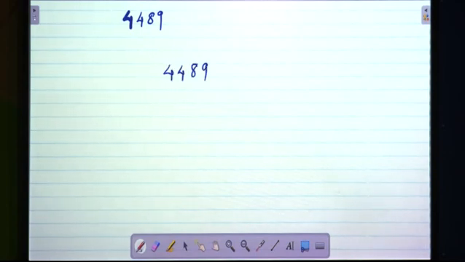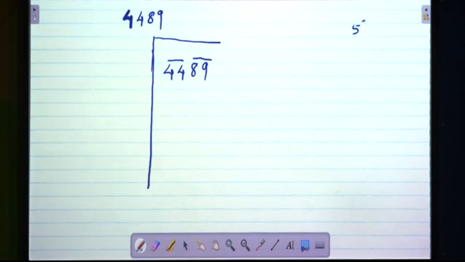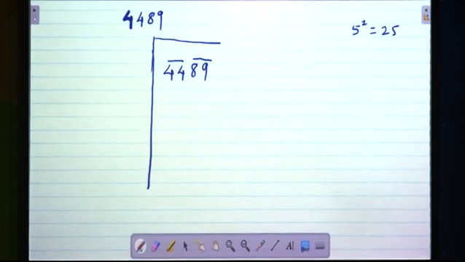Here we are making groups from the right hand side, that is from the 1's place. So, 2 groups are formed here. Let us check the things. Now, nearest square: 5 square is equal to 25. It is too small, I went too far behind here. 6 square is equal to 36, 7 square is equal to 49.